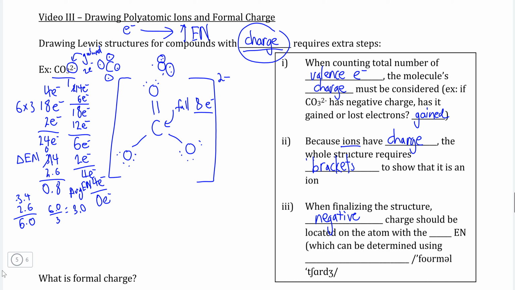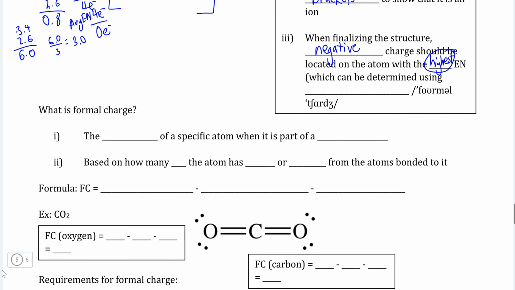So the first thing that we need to identify is, well, where is the negative charge? And secondly, we need to identify if that negative charge is located on the element that has the highest electronegativity, meaning in this case oxygen, because electronegativity measures how well an element can gain electrons. And we can test both of these by calculating something that we call formal charge.